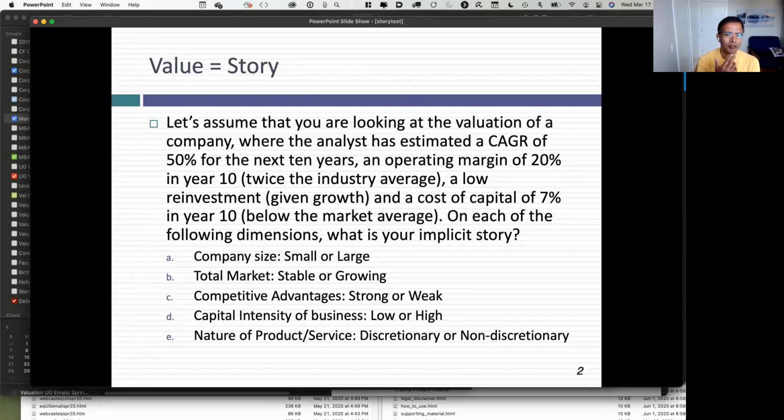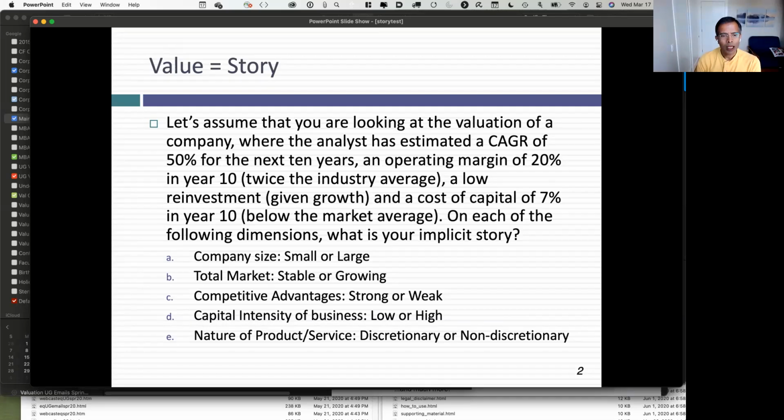But if I have competitive advantages, what does it allow me to do? Either charge higher prices or sell more. The margins that I'm assuming are much higher than the industry's. The only way you do that is by having some kind of competitive edge. And am I telling you anything about the capital intensity of the business? What am I telling you about reinvestment? They're not investing as much into their business. So implicitly, I'm saying this must be a capital light business.